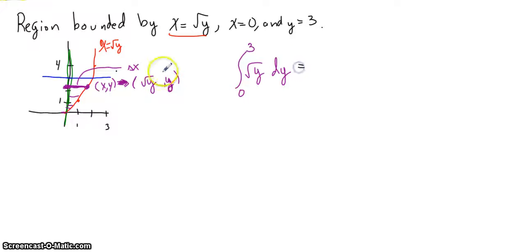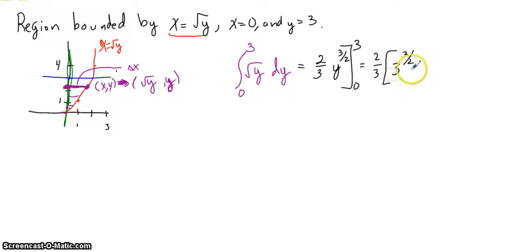And now we integrate. Now we can forget about what we're doing here and just integrate normally. So that's y to the 3 halves, divided by 3 halves, from 0 to 3. That's 2/3 times, not y, we have to plug in 3, minus 0 to the 3 halves. It's 2/3 times 3 to the 3 halves.